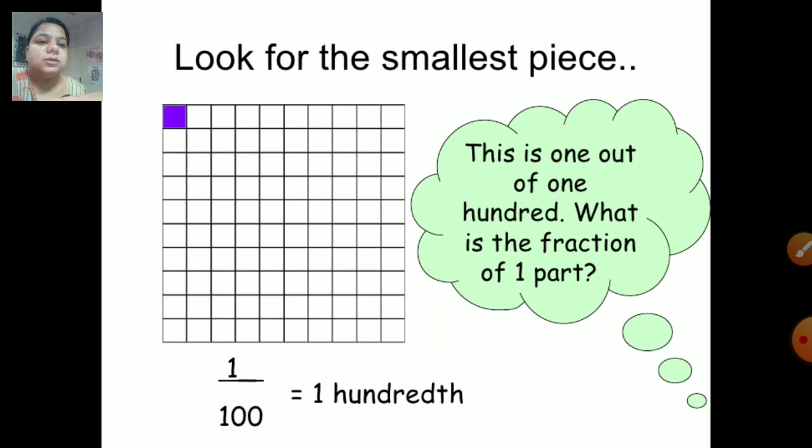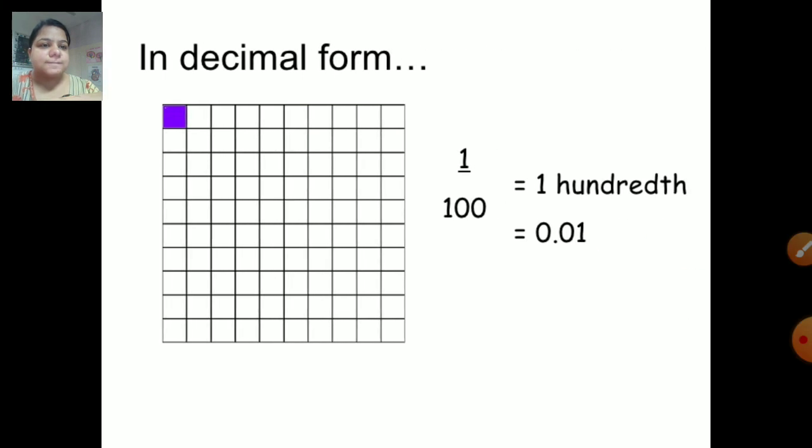So this one shaded portion, one blue square, represents 1/100th, and in fraction it can be written as 1 upon 100. So after the decimal, the first place was the tenths place, and after the tenths place we have the hundredths place. So this will be written as 0.01, because after the decimal the second place is the hundredths place, and we have 1/100th only.